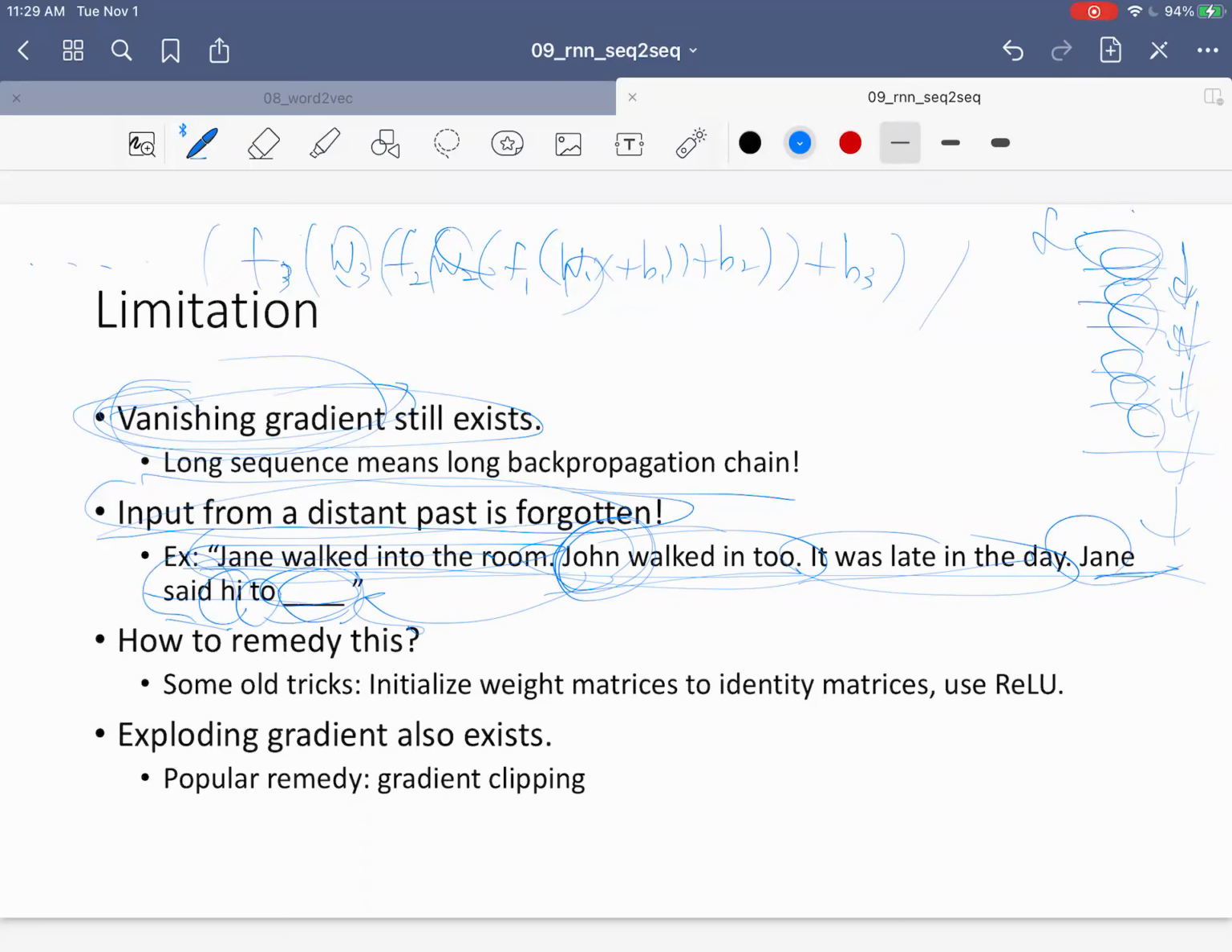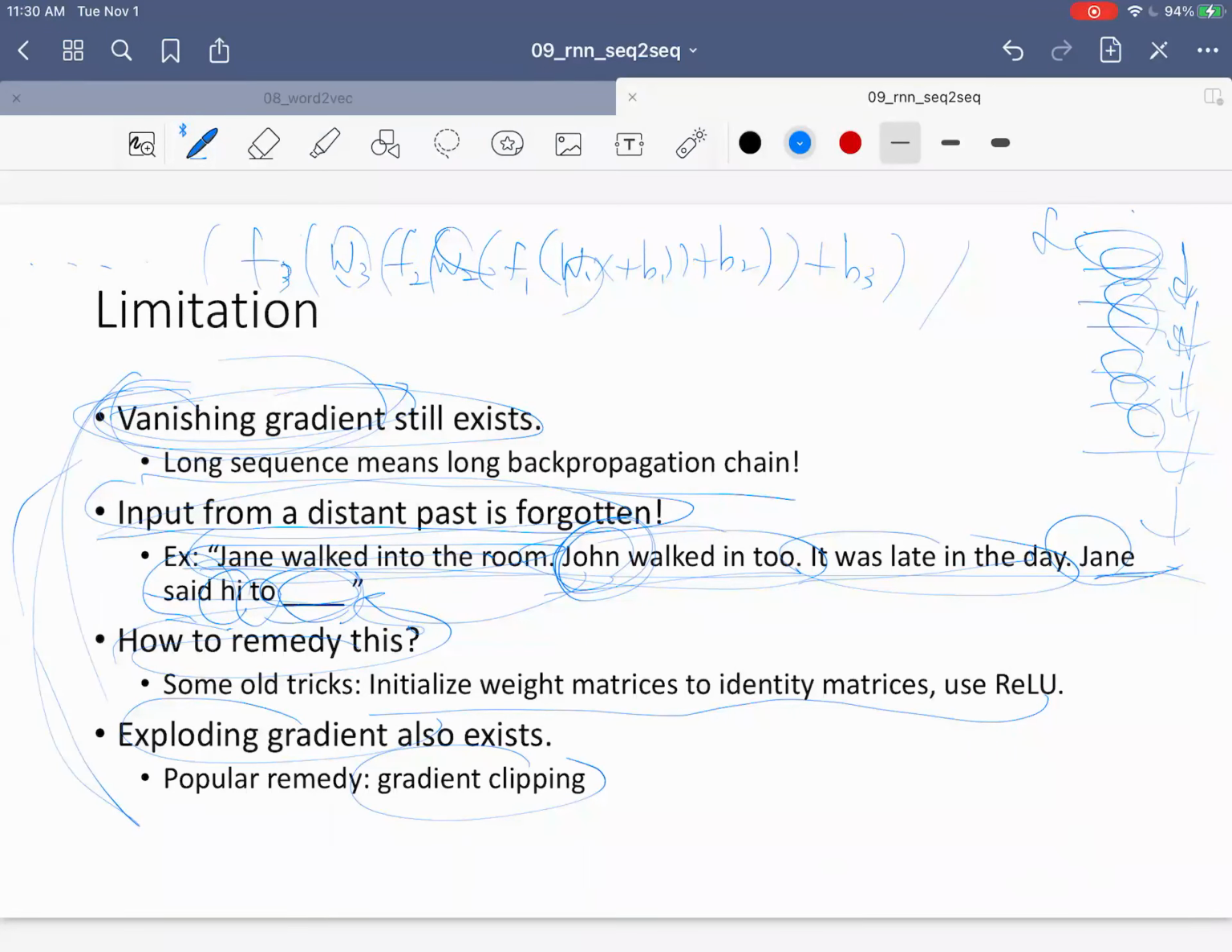So there's another problem. How do we cope with this problem? How do we resolve these two limitations? Some old tricks use initializing weight matrices to identity matrices, and there are some neat tricks that could work well, but they don't fundamentally solve this problem. Exploding gradients can be resolved by gradient clipping. You clip the norm of the gradient to a certain size so that your gradient doesn't become too large. But all these are kind of a remedy.